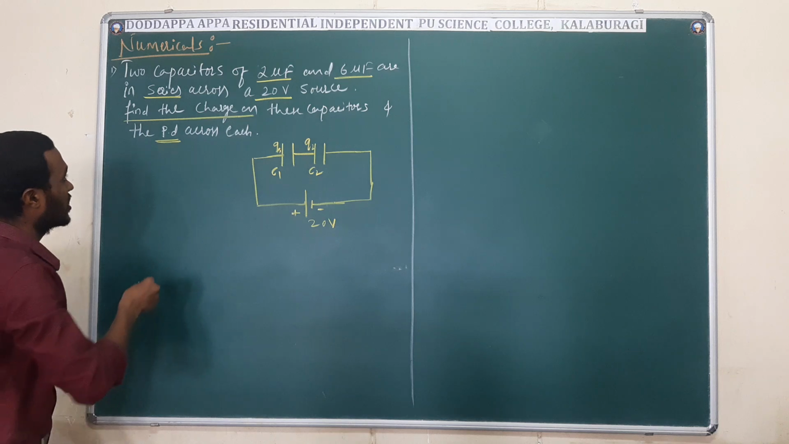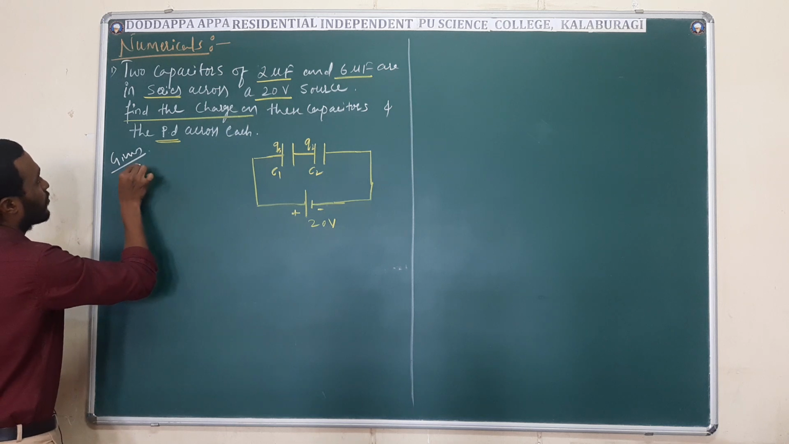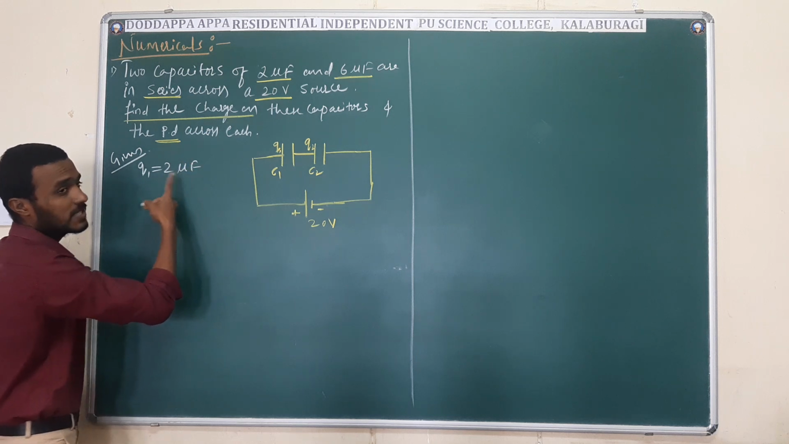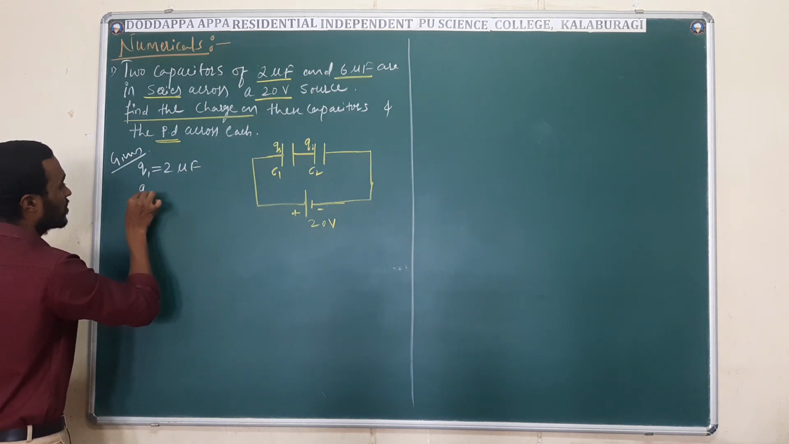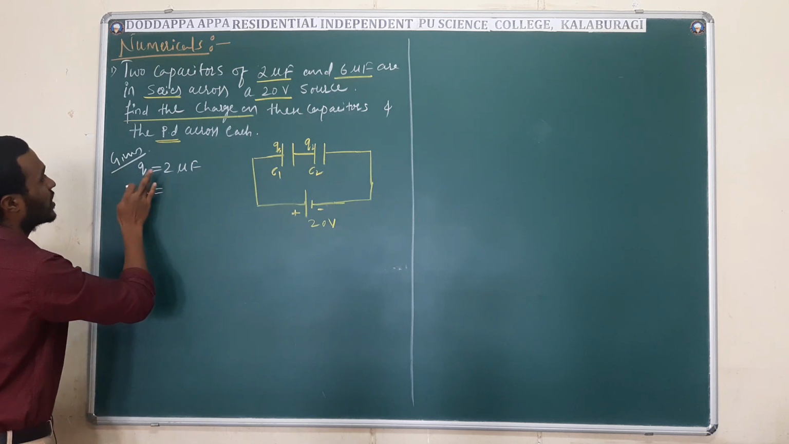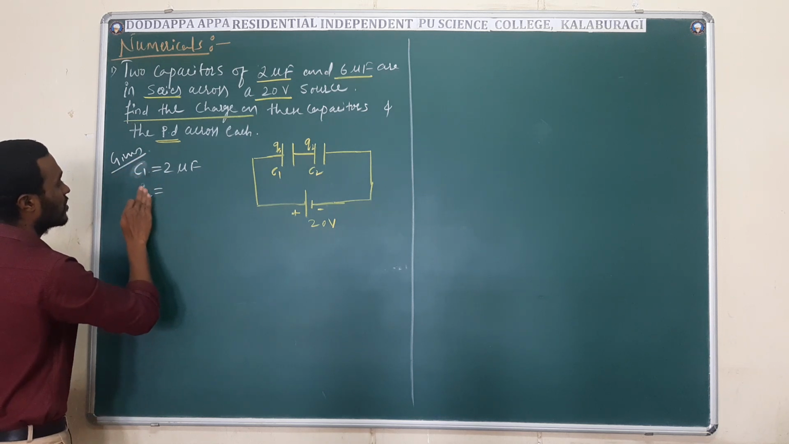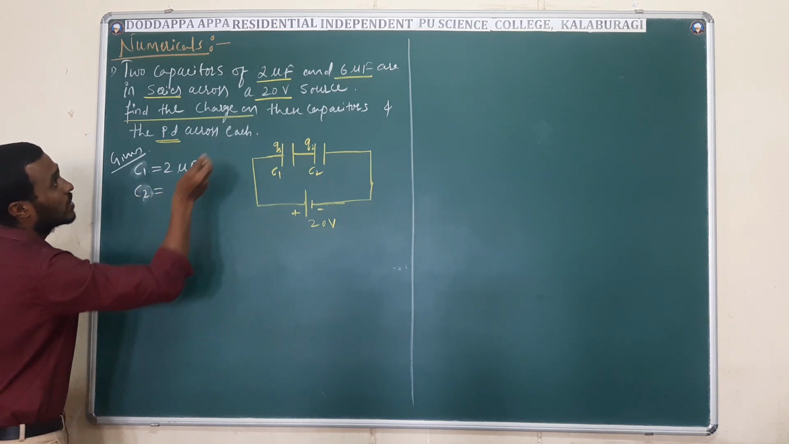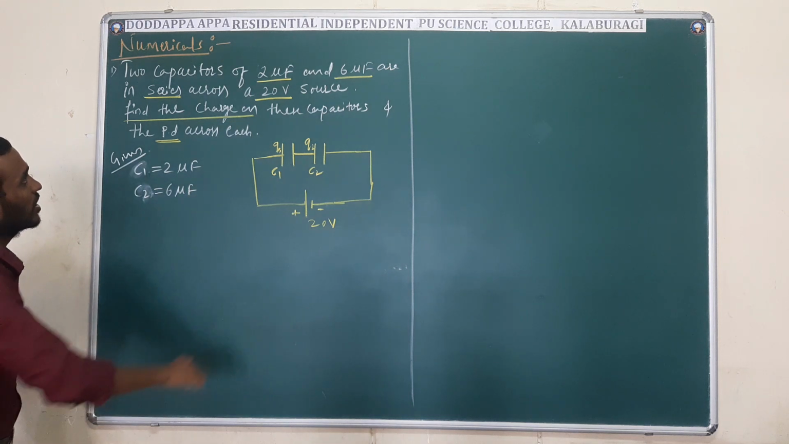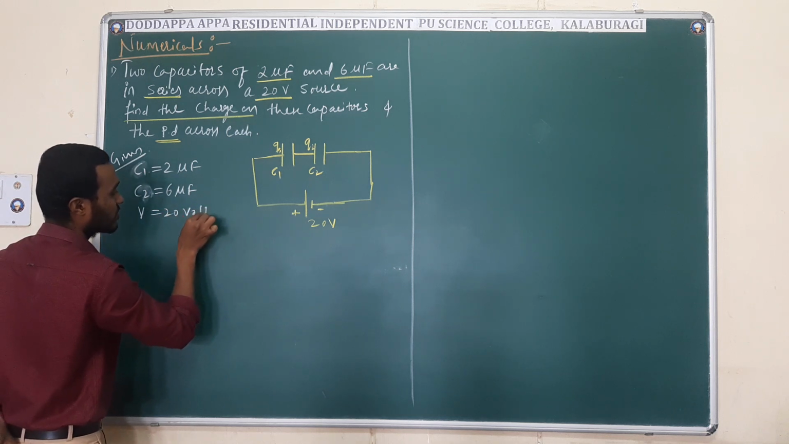Let us write the given data. C1 is equal to 2 microfarad, where micro means 10 to the power minus 6. C2 is equal to 6 microfarad. We need to find charge only. And V is equal to 20 volts.